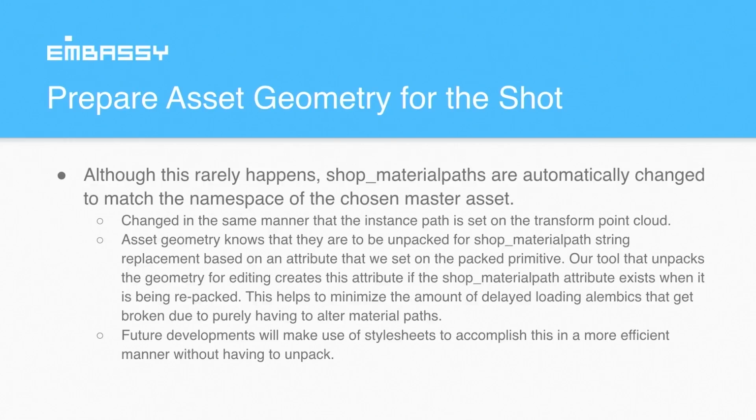The asset geometry knows that they are to be unpacked for the shot material path string to be replaced based on an attribute that we set on the packed primitive. Our tool that unpacks the geometry for editing creates this attribute, and the shot material path attribute exists when it is being repacked. This helps to minimize the amount of delayed loading alembics that get broken due to having to alter their material paths. We plan in the future to make use of a style sheet to accomplish this instead of actually unpacking the geometry again.